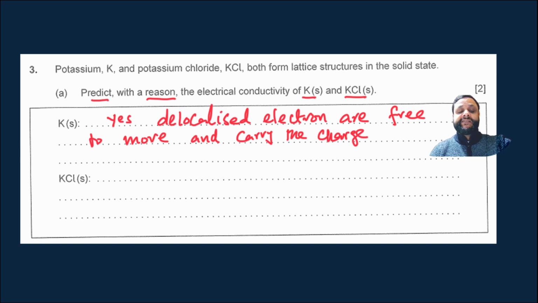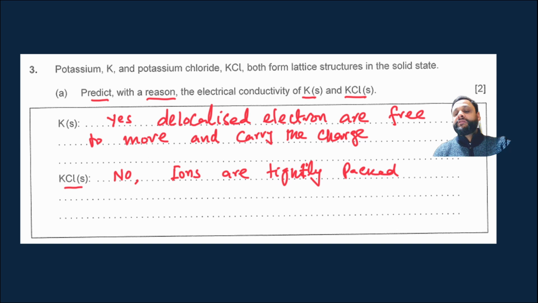Potassium chloride solid is an ionic compound, and solid ionic compounds don't conduct electricity. So I will write no. And the reason why: ions are tightly packed together and not able to move to carry the charge.